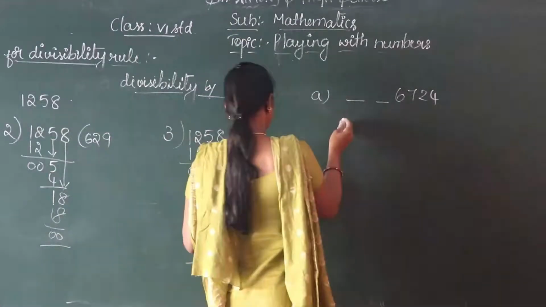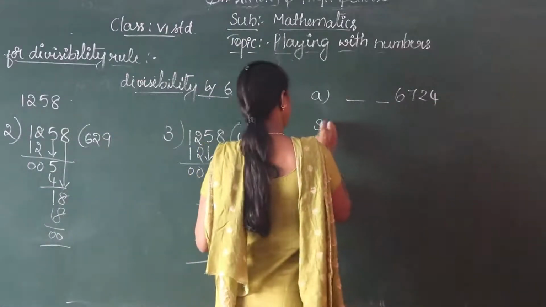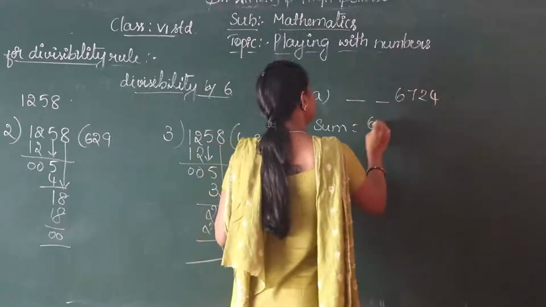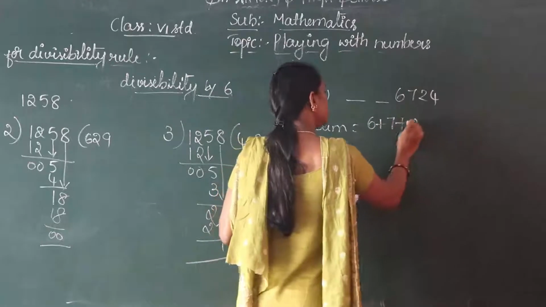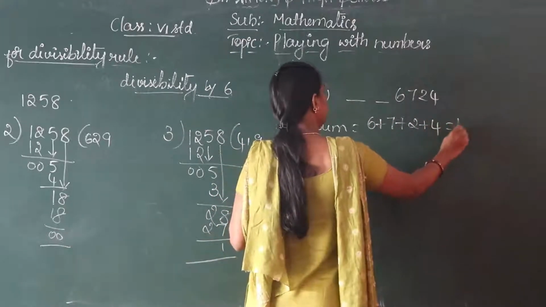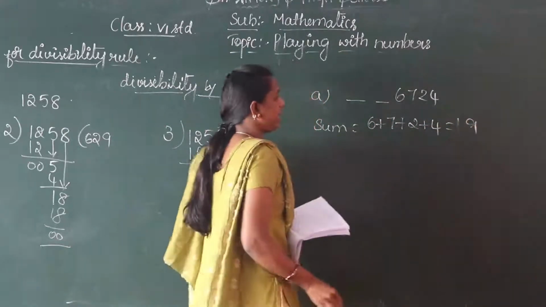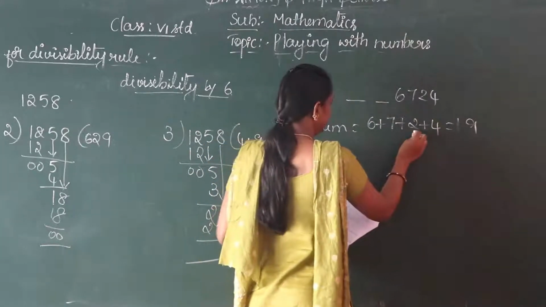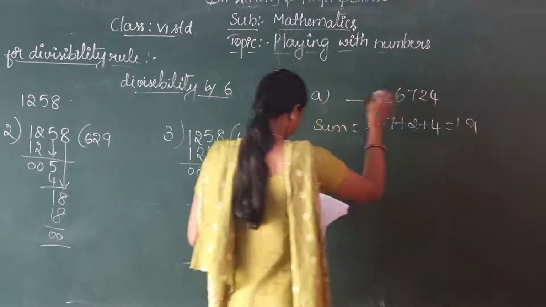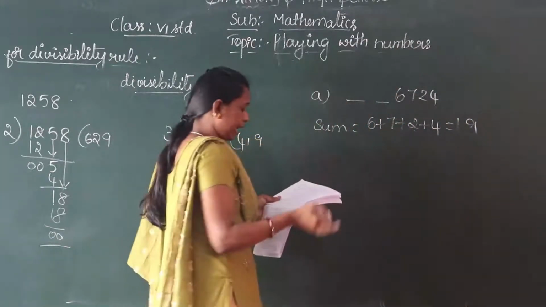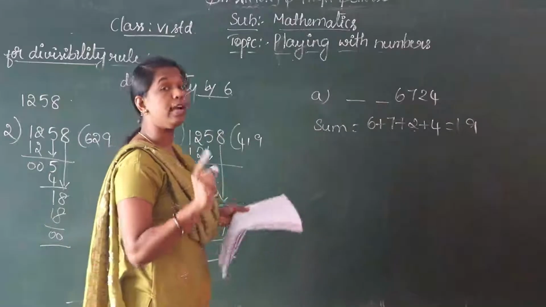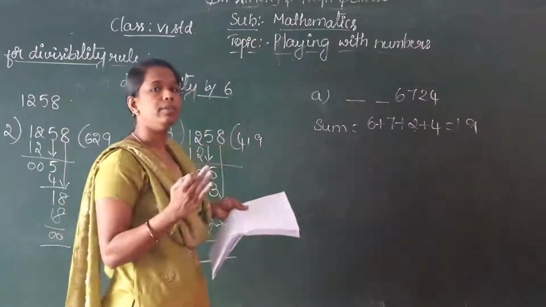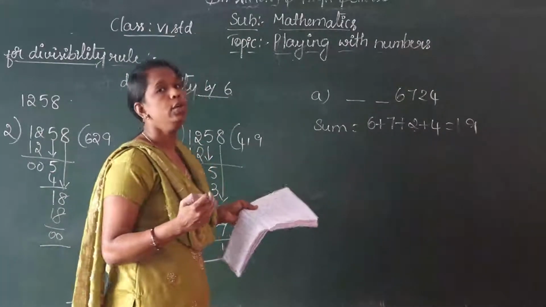First, add these numbers. Sum is equal to the sum of these 4 digits: 6 plus 7 plus 2 plus 4. So if you add these you get 19, means 6 plus 7 is 13, plus 2 is 15, 15 plus 4 is 19. And then after 19 in the third table you get 21. Clear? After 19, the next number in the third table is 21.